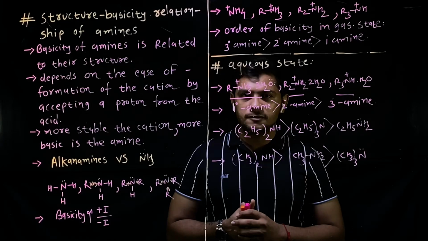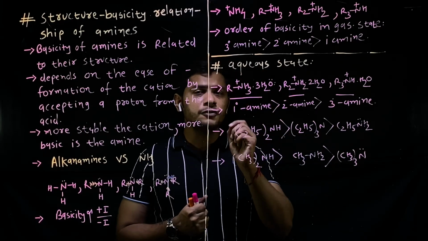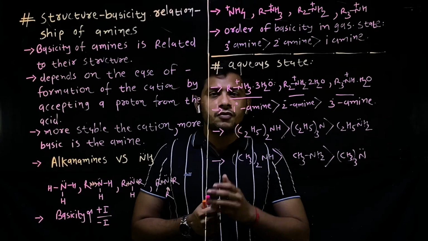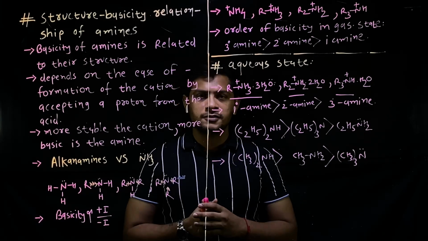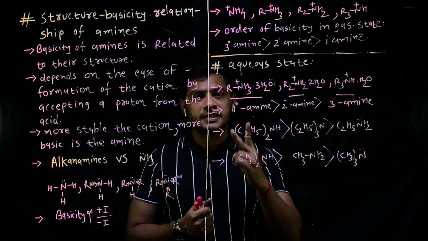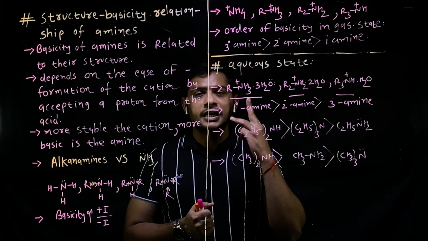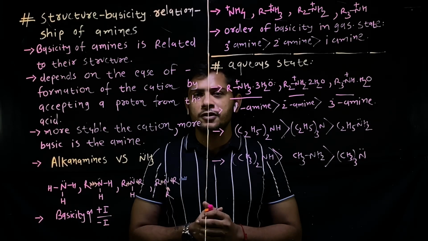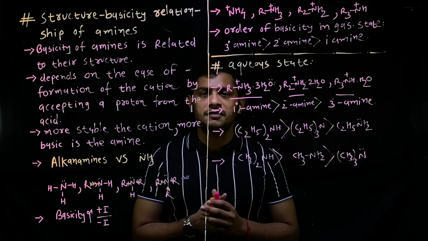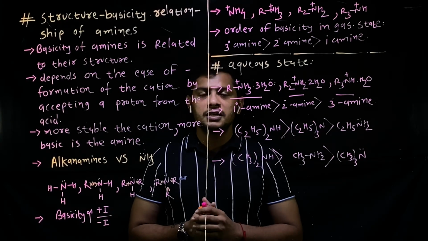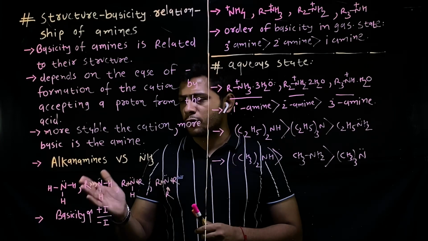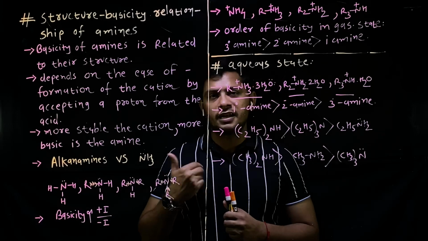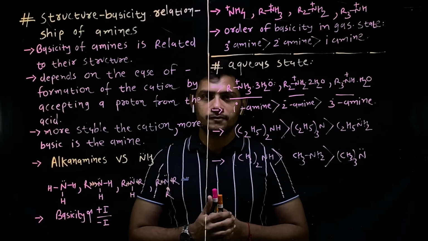Now, let me summarize this lecture: if we want to understand the basic strength of amine in gaseous and aqueous state, we need to understand 3 fundamentals. First is inductive effect, second is solvation effect, and third is steric hindrance. I hope it is clear to all of you. In the next lecture, we'll discuss aromatic amine and ammonia. We'll compare aromatic amines versus ammonia, and we'll do some questions.